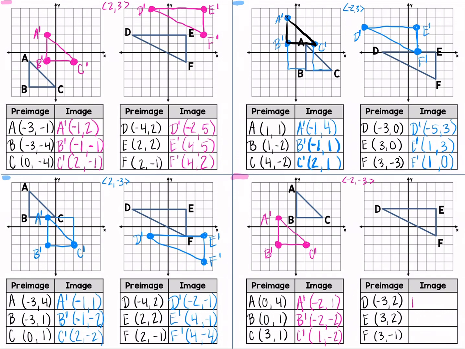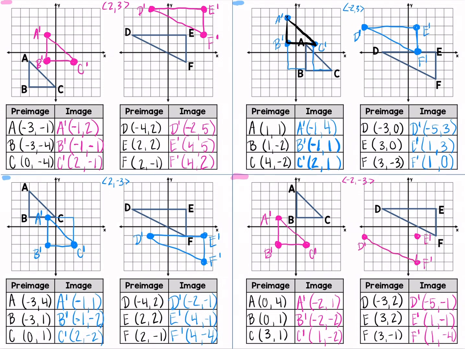Okay, so then D prime is going to be -5, -1. E prime is going to be 1, -1. And F prime is going to be 1, -4. Okay, so -5, -1, 1, -1, and then 1, -4. So F prime, E prime, and D prime.